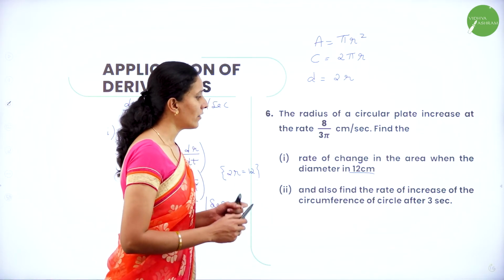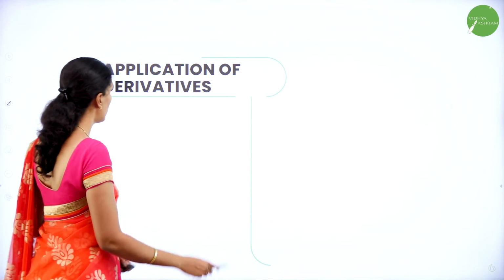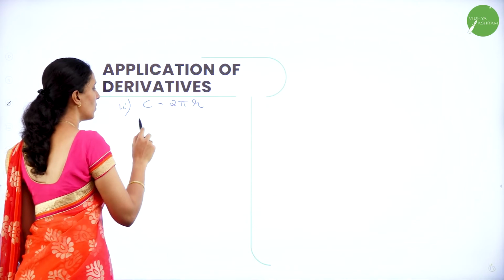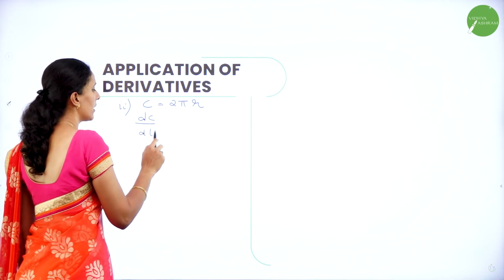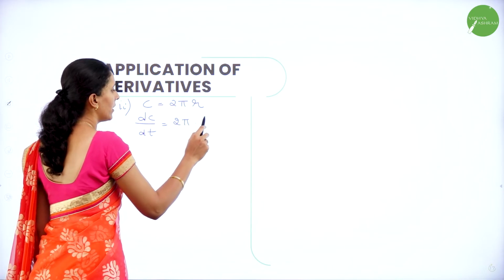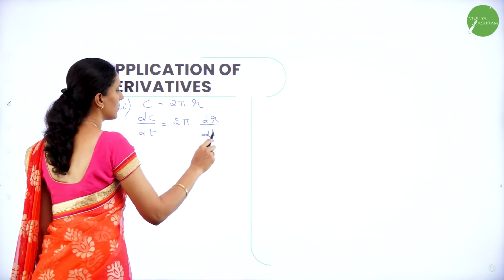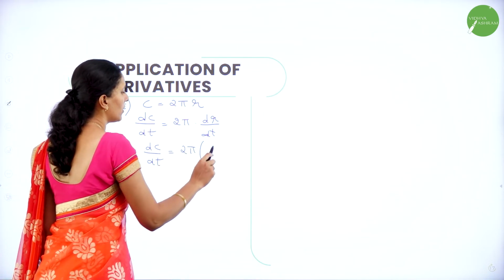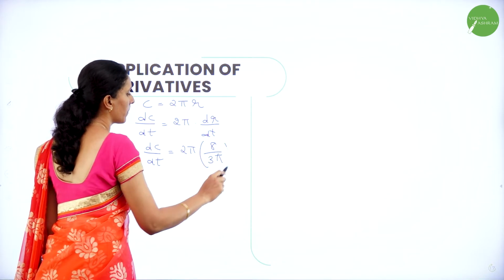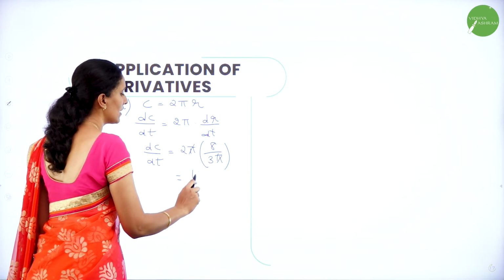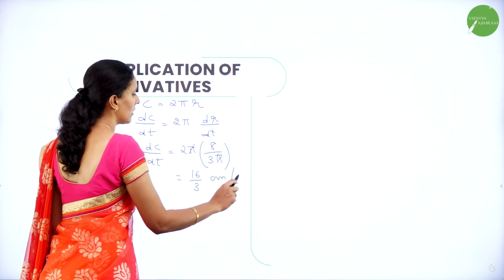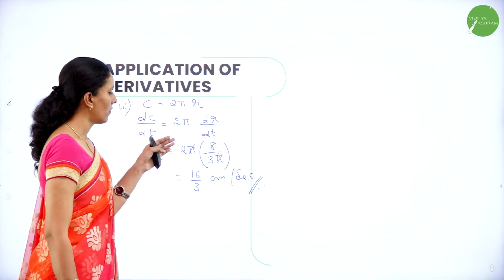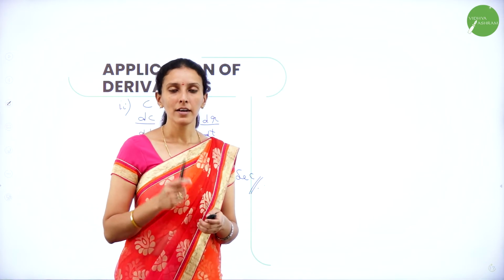Here we have to find the rate of increase of circumference. So we know C is equal to 2 pi r. So dC by dt is nothing but 2 pi into dr by dt. So dC by dt is 2 pi into 8 by 3 pi. Pi cancels, here we will get 16 by 3 centimeter per second. So this is the change in circumference, 16 by 3 centimeter per second.